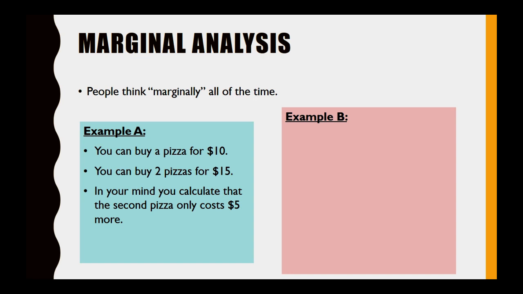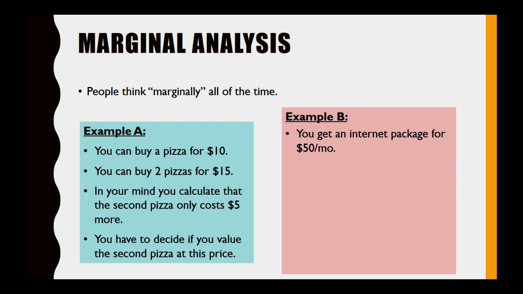You guys do this kind of thing all the time. As you go to Cookout and they say, you can get a soft drink with your tray, but for an extra $1, you can get a shake. Oh, the marginal cost of getting the shake on top of this platter is $1, right? You think about this all the time. All right, let's look at example B. You can get an internet package for $50, but there's an internet and phone package for $70. So in your mind, you're thinking to yourself, the phone is costing me what?